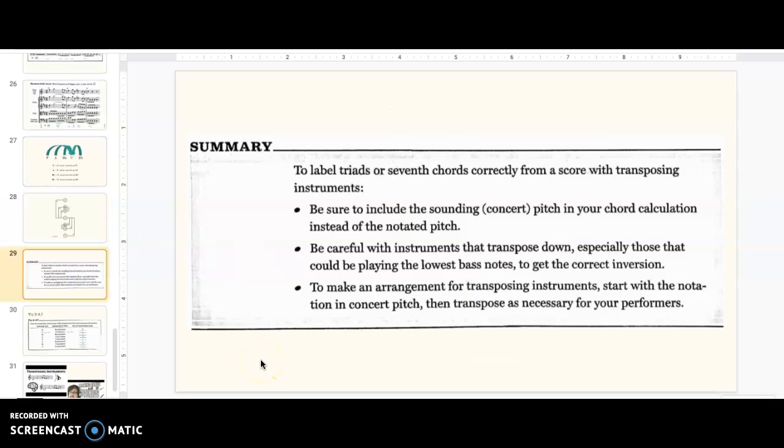So this is just a brief summary for you, and it's essentially warning you about transposing instruments. When you're looking at a score, think about the note that's actually being sounded by the transposing instrument, not necessarily the note that's written. So when you're analyzing a score and you're trying to figure out what chord is being played, you actually have to think about what notes are being heard, not necessarily what notes are written.